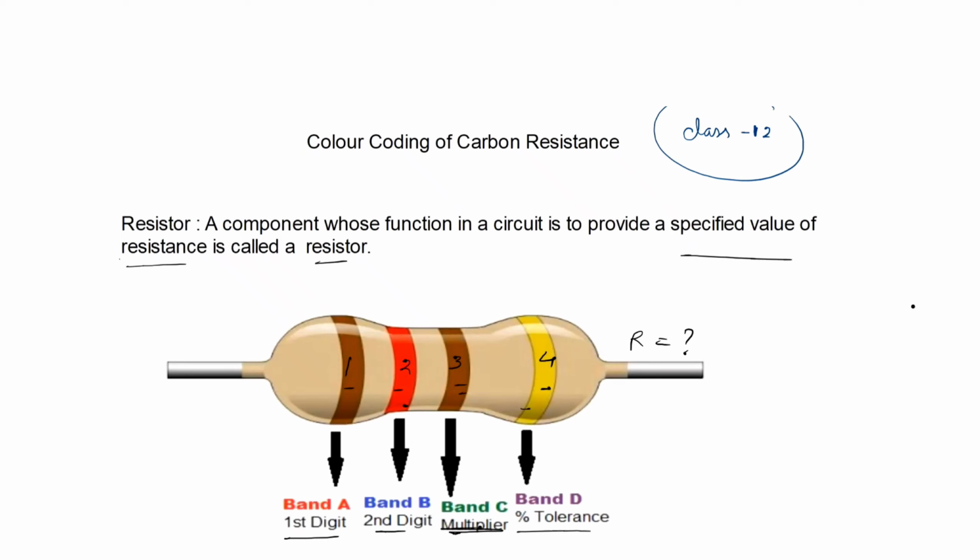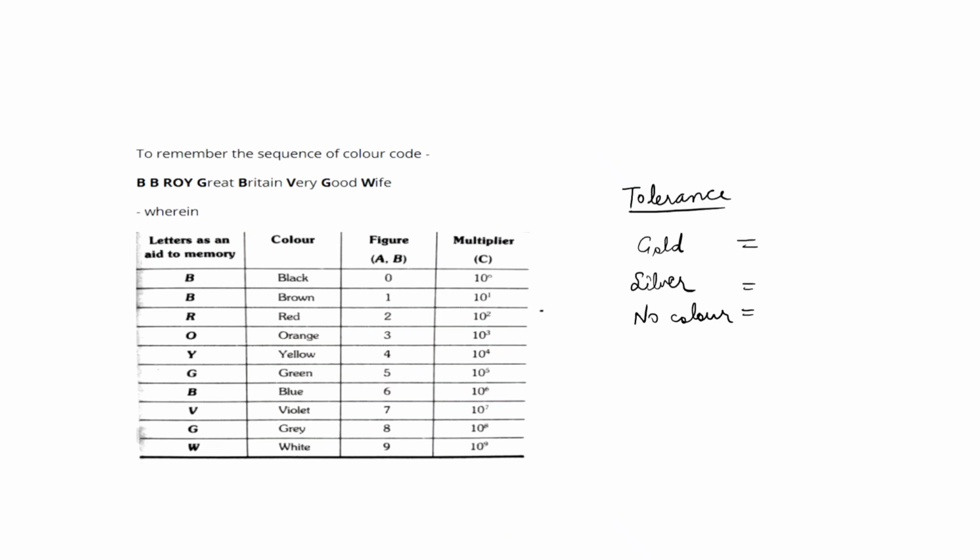Now you need to understand what a typical chart of the color coding of carbon resistance looks like, and we will determine the value of resistance of a particular resistor with different color combinations. So this is the chart which you are seeing on your screen. Here you need to remember this particular mnemonic so that you can understand the concepts of this color coding of carbon resistance.